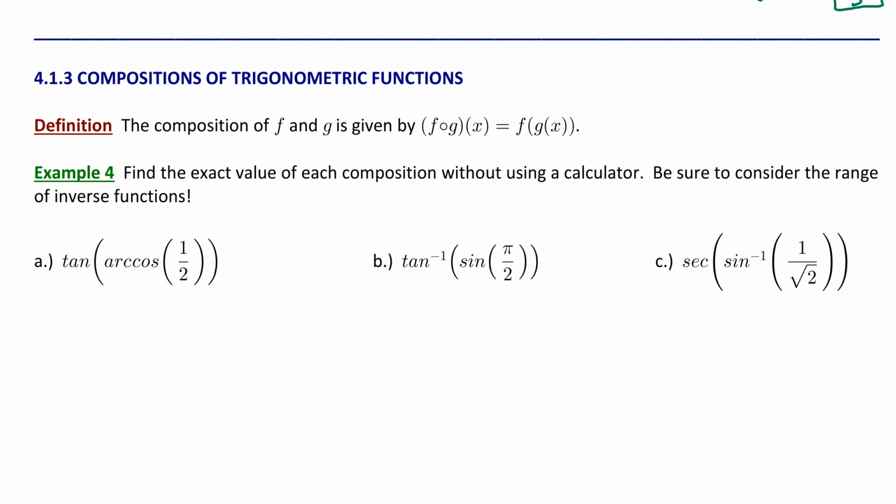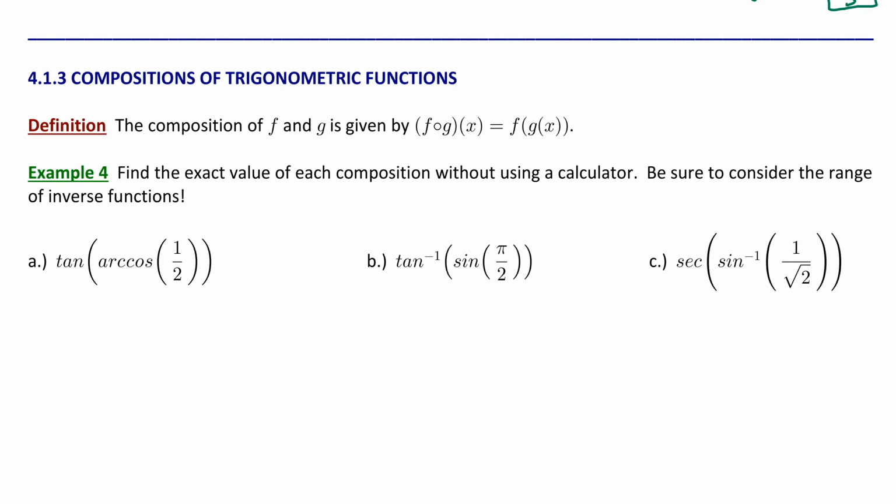Now that we are familiar with our inverse trigonometric functions, we can now consider compositions of trigonometric functions. Recall from college algebra that the composition of a function f and g is denoted as f composed with g of x, and this simply means that we have one function plugged into another function. It's a function evaluated at a function.